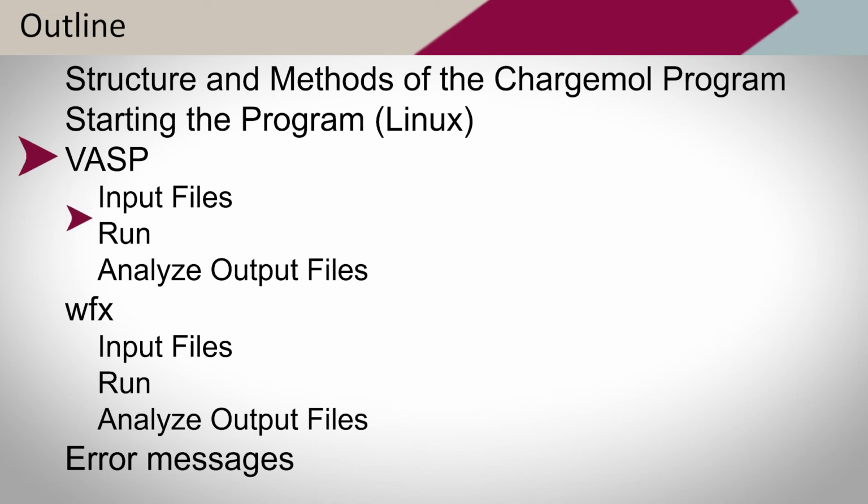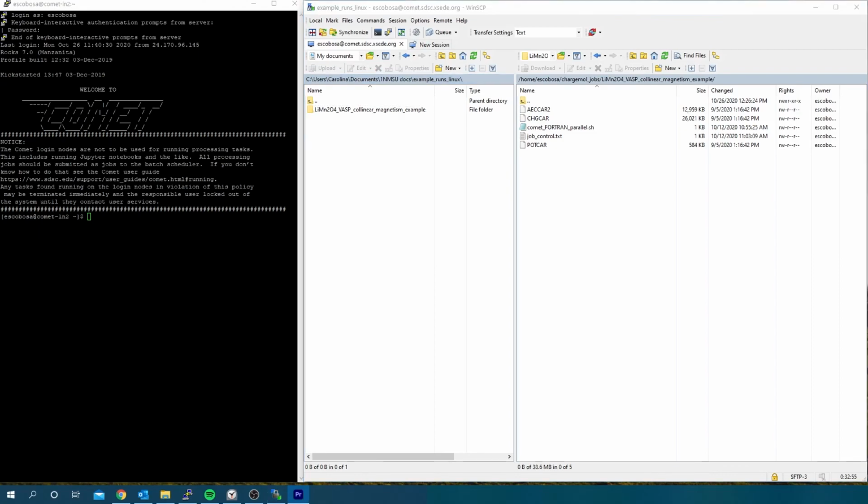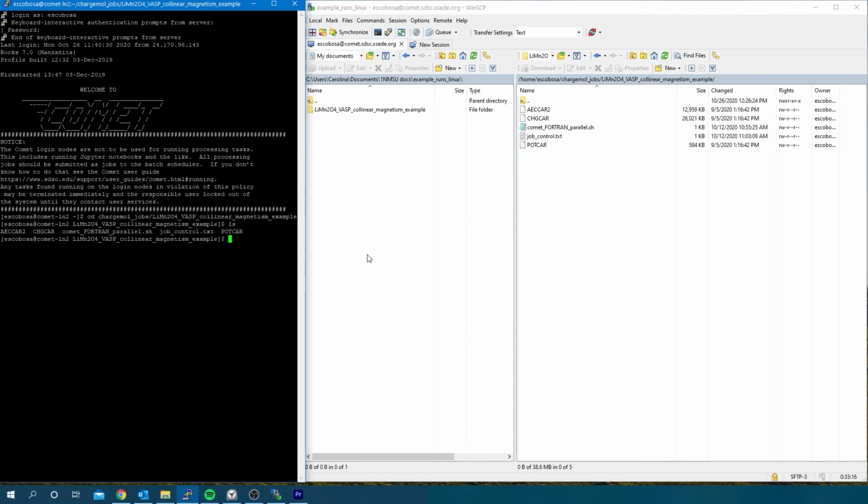Now that the two types of input files are ready, we can run the ChargeMul program. Go to the PuTTY window and type the command to change directory, which is cd space and the path of the directory where you have the VASP example. Then, you can type ls to list all the files in the current directory. To submit a job, type sbatch space followed by the batch file name and hit enter to run.